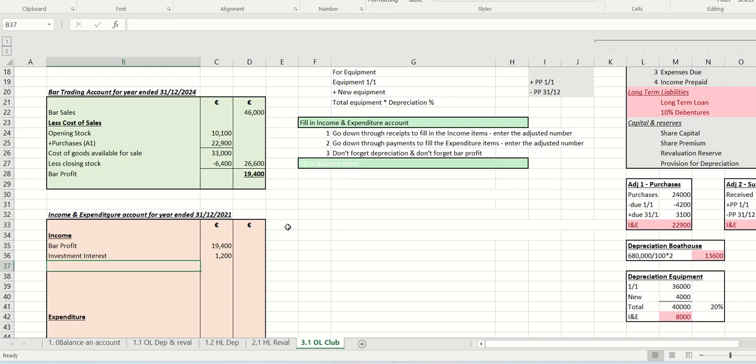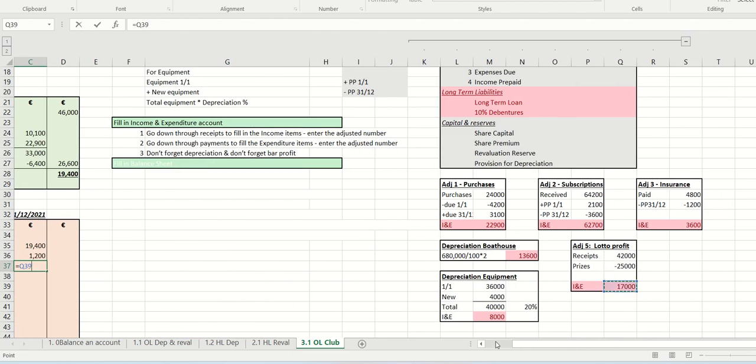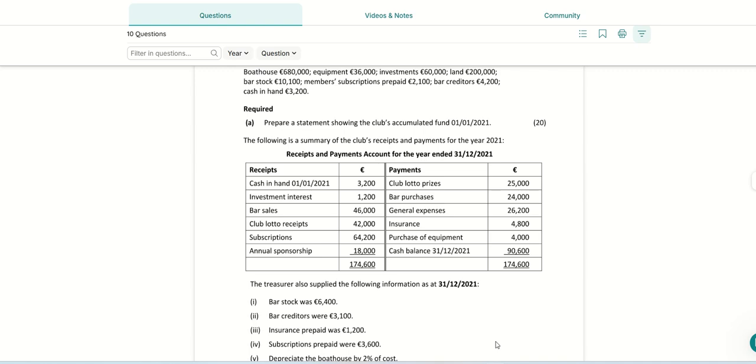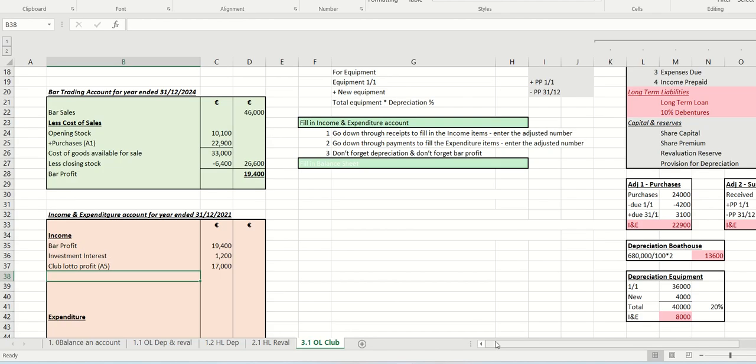Club lotto. Okay, so we're going to put in the club lotto profit number. And that was our adjustment number 5 that we did over here. So I'm linking it to my adjustment. So if I've made a mistake, the examiner can check and I will get some marks for that. If I've made a mistake, we won't make mistakes. Subscriptions is next.